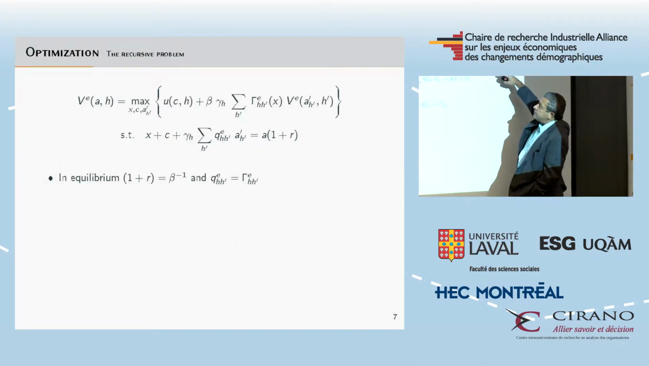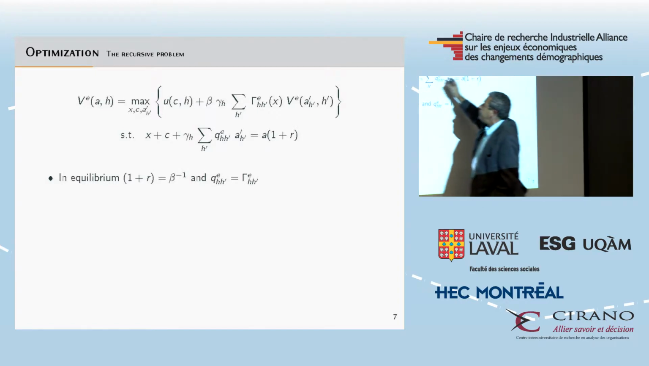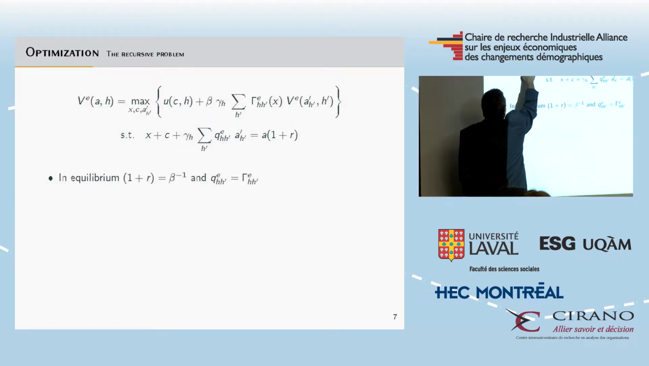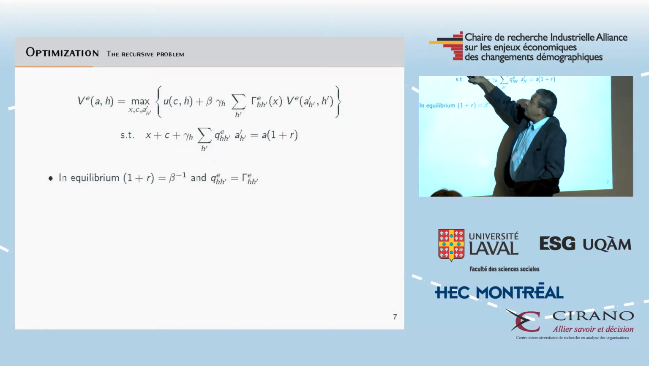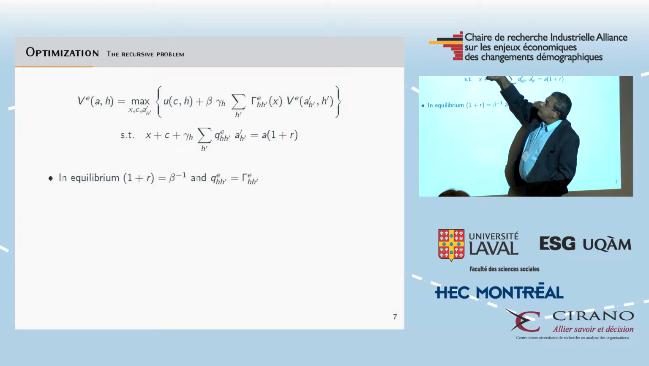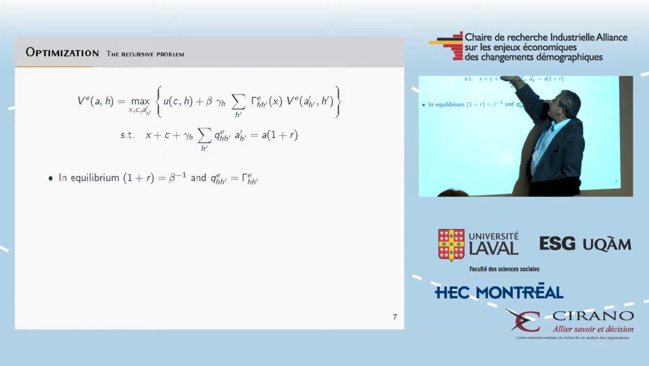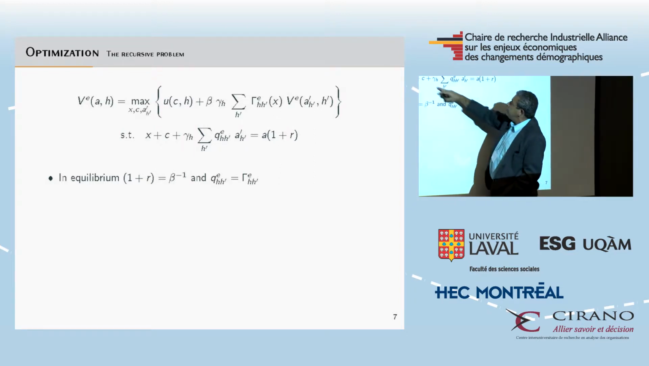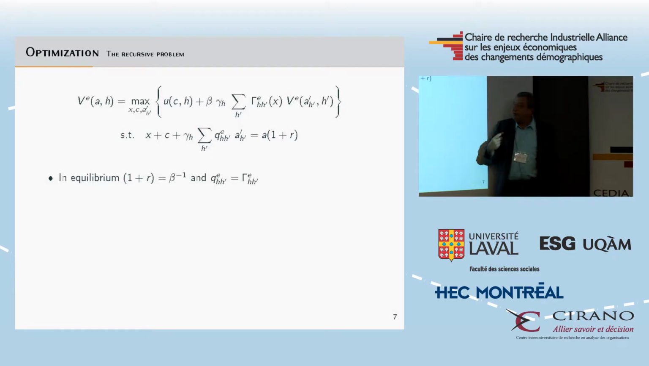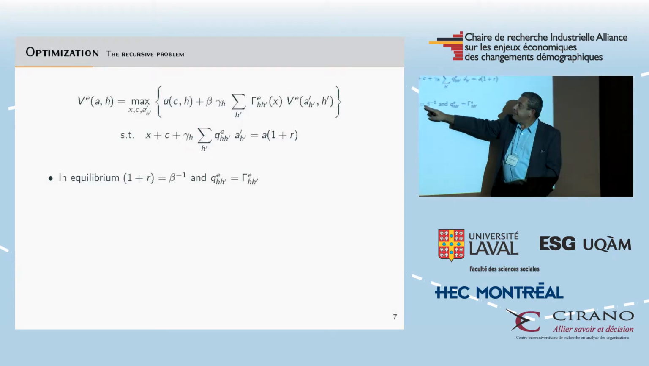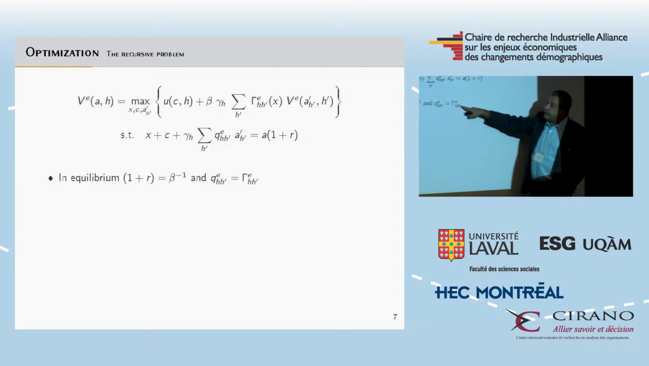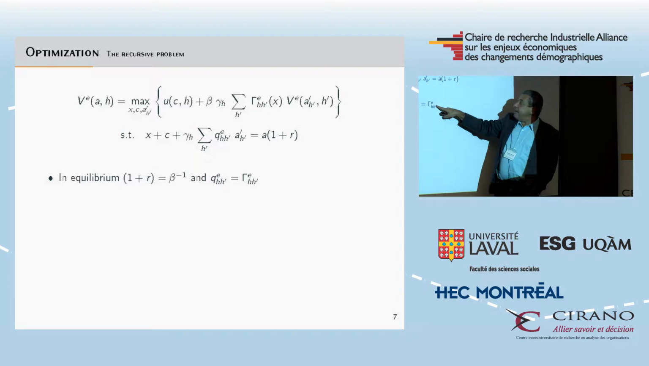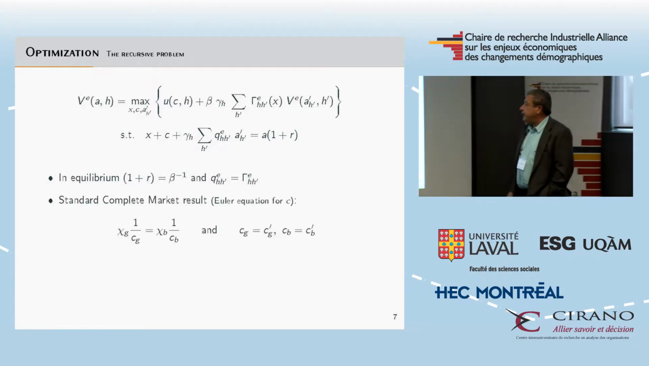The dynamic programming problem associated to this is very simple. Type doesn't change. You have wealth and health. And you're choosing how much to invest in your health, how much to consume, and which portfolio of, say, contingent claims you're buying to maximize expected utility, and you have a budget constraint. The nice thing about posing the model like this is the interest rate is just the rate of time preference, and the prices of these contingent claims are equal to the realized evolution of health levels, something that we can get straight from the data.